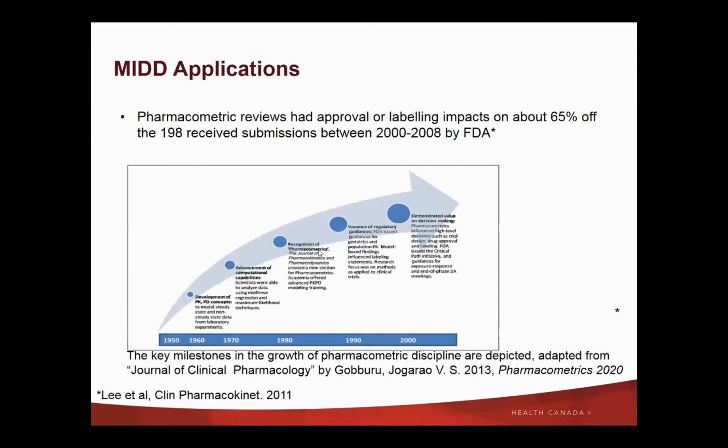As you know, the number of submissions involving the use of modeling and simulation has increased. This is an old review, and you see that about 65% of submissions to the FDA included labeling or approval based on modeling and simulation. And I think now the number could be higher. And most importantly, I think the impact is higher.